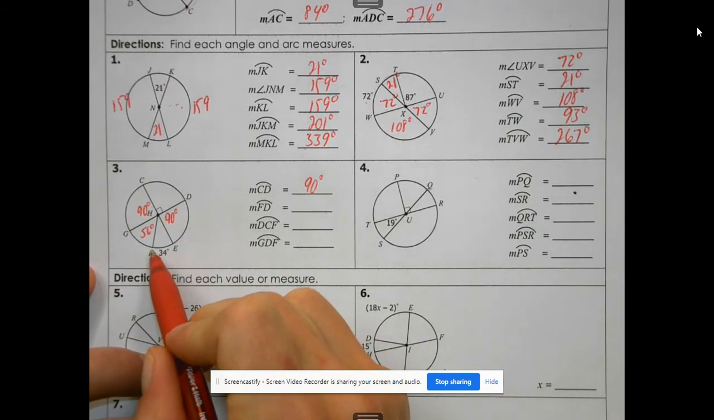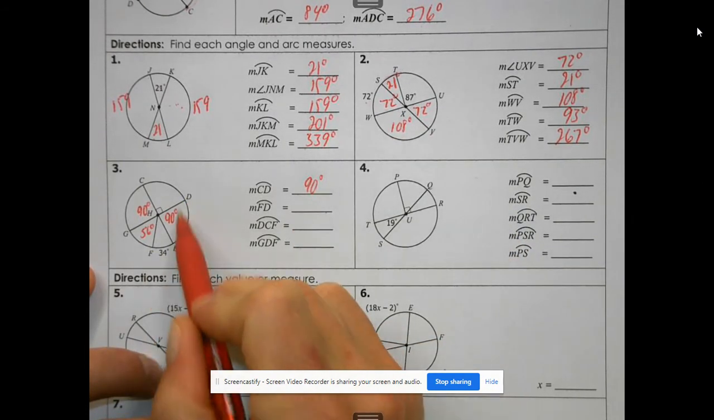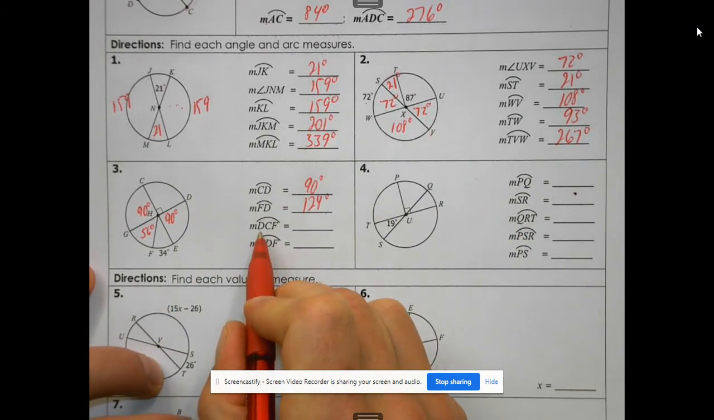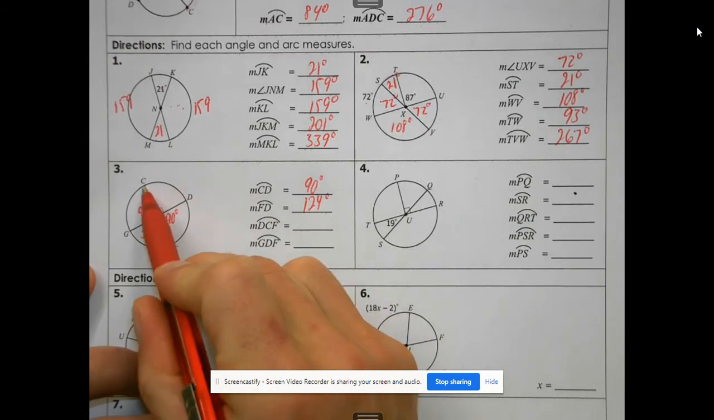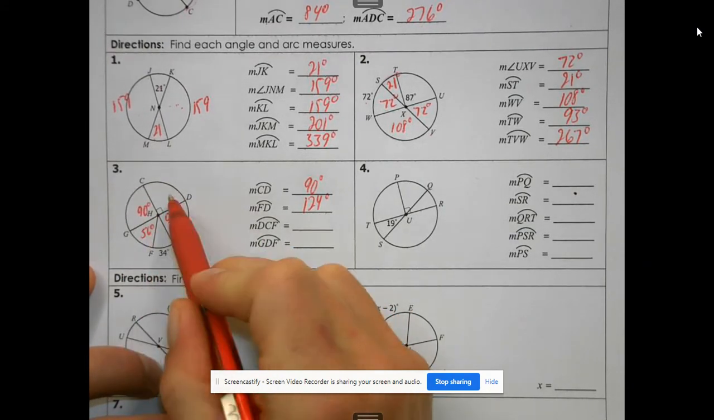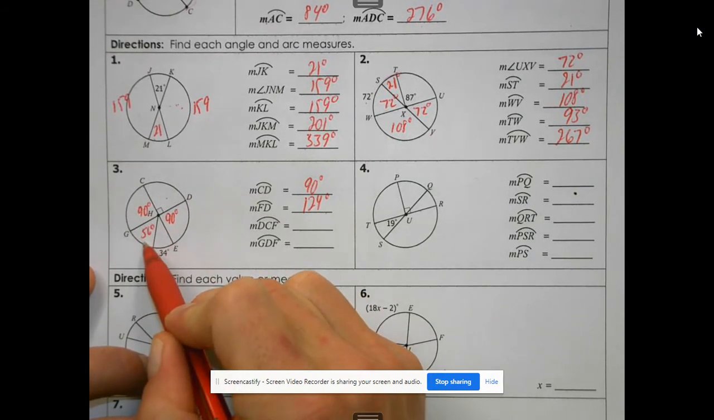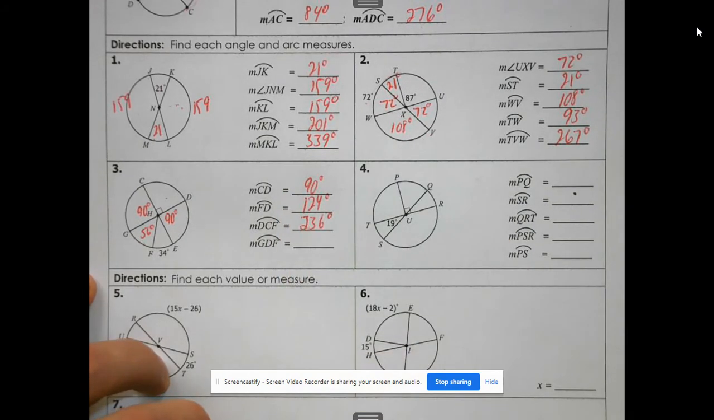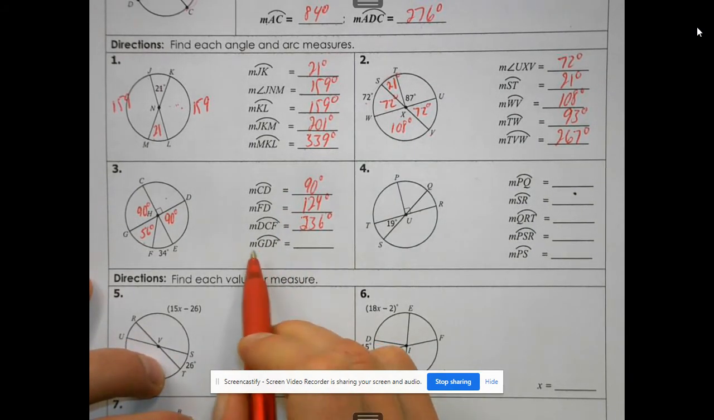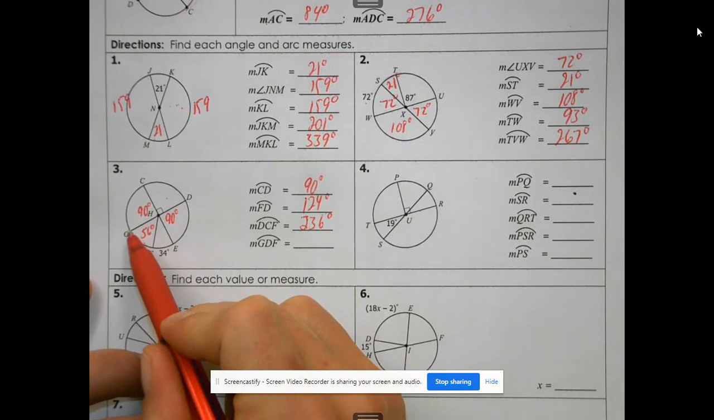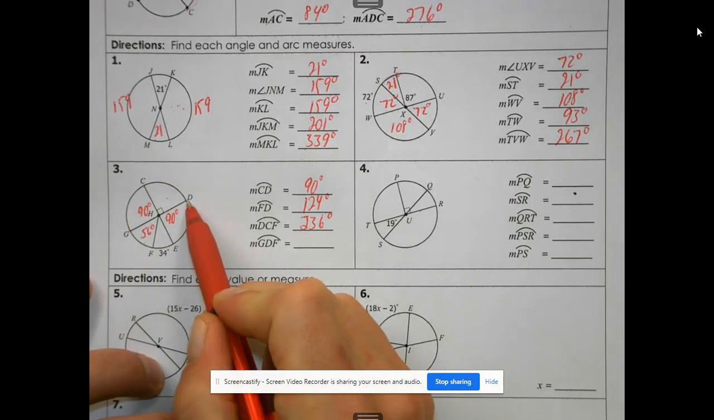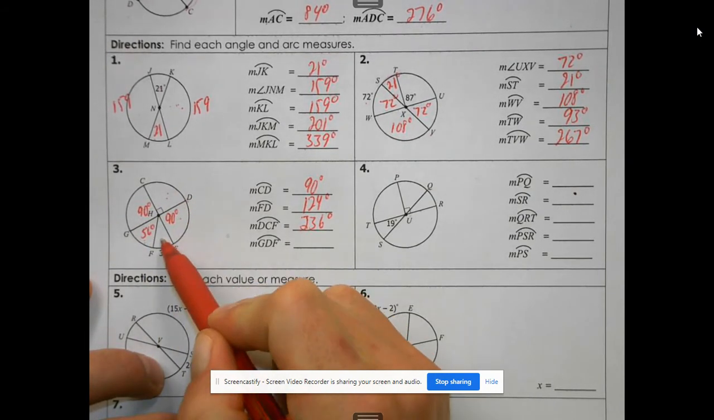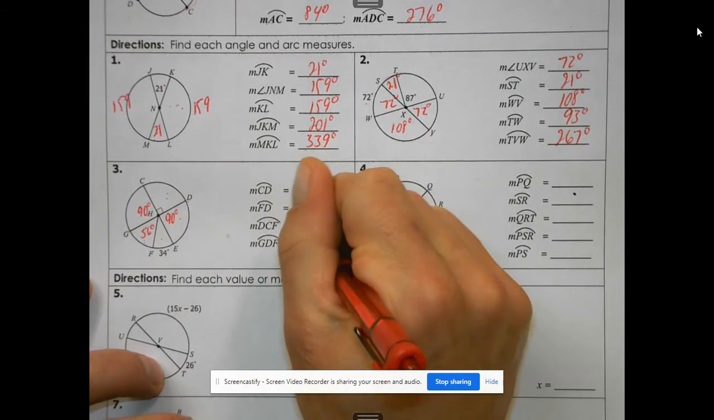Measure of arc F to D. So all of this right here, 34 and 90, 124. Measure of arc DCF, D, C to F. So that piece, and that piece, 236. Measure of arc G to D to F. So everything but this. So that piece, that piece, that piece, and that piece. That comes out to be 304.